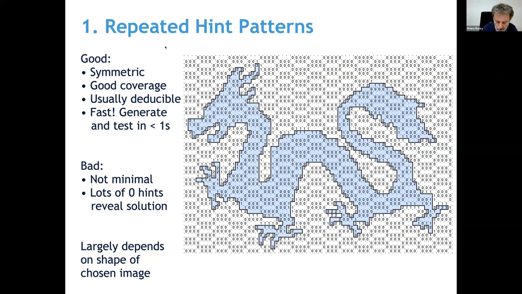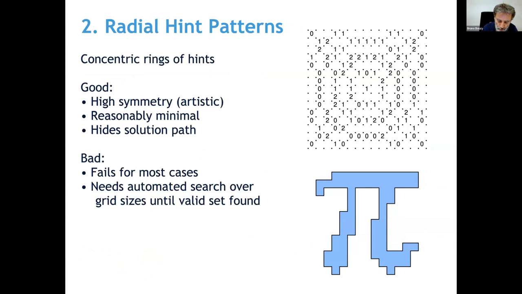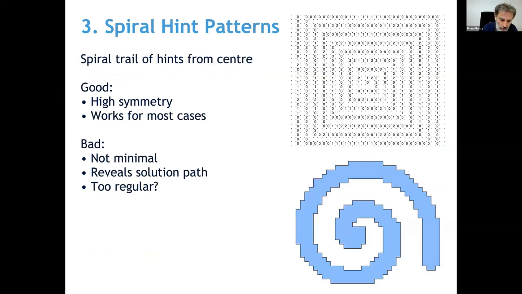Okay, thank you. And for the third one, the spiral hint pattern, you obtain a spiral. Is it a coincidence? It's another visual joke. I was showing that the square spiral, which is quite high precision, can produce a round low precision spiral. So the image could be anything.